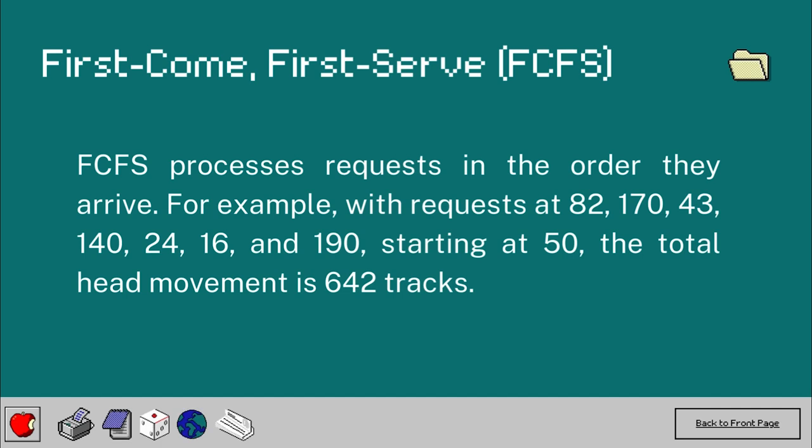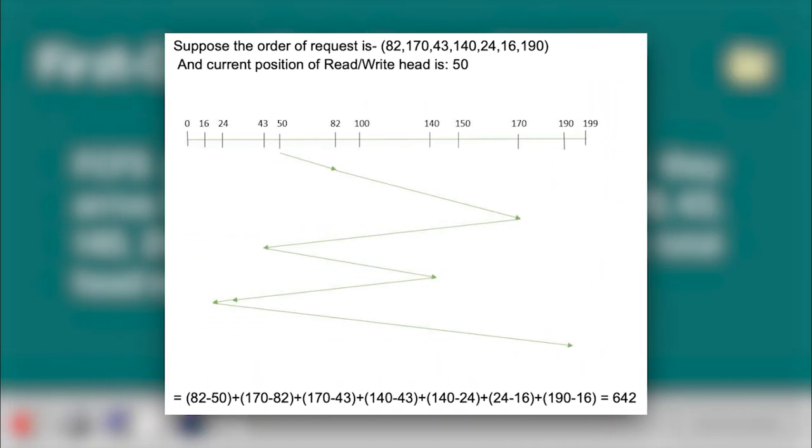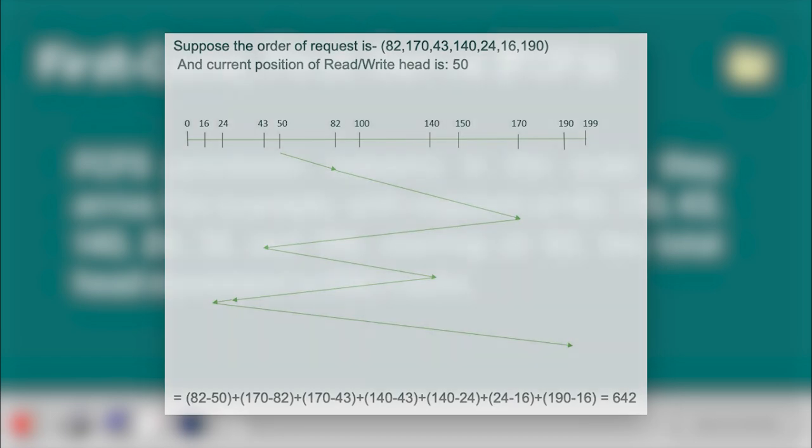Number 1. First come, first serve. First come, first serve processes requests in the order they arrive. For example, with requests at 82, 170, 43, 140, 24, 16, and 190 starting at pointer 50, the total head movement is 642 tracks. Its advantages are that it can be simple and fair and has no request starvation. On the other hand, its disadvantages are it does not optimize seek time, which may also lead to longer wait times.